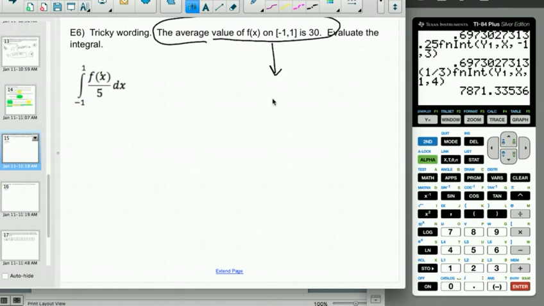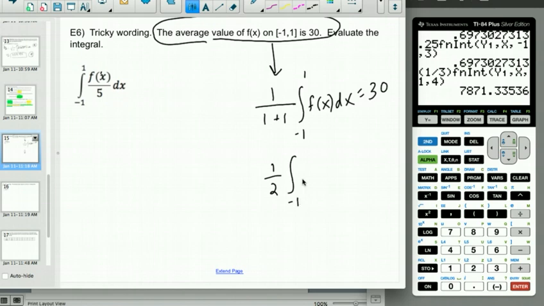What this means is 1 over 1 minus negative 1 times the integral from -1 to 1 of f of x dx is 30. So that's saying 1/2 the integral from -1 to 1 of f of x dx is 30. So the integral from -1 to 1 of f of x dx is 60, because I could multiply that 1/2 over. Well, if we look at this integral, this is the same integral as the integral.